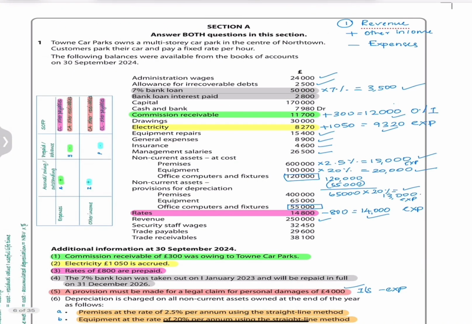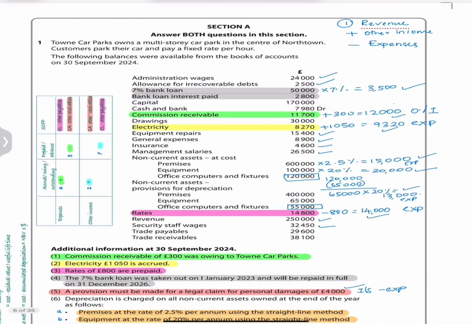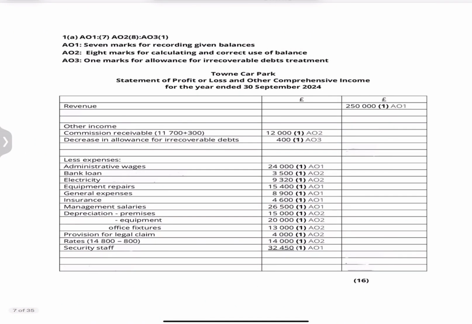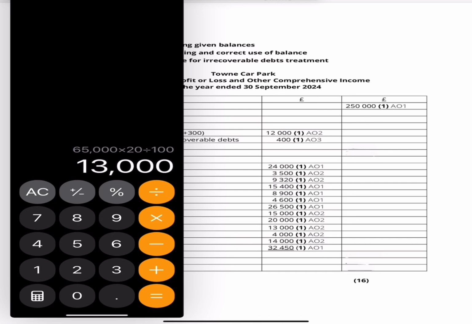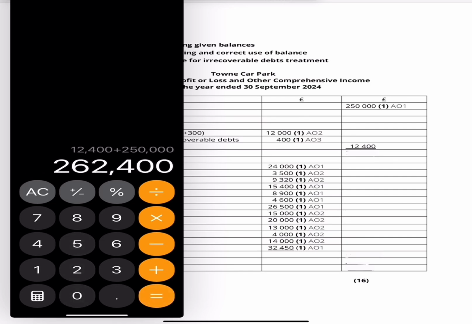Security staff, no additional information on that. 32,450. Enter it under expenses. These are the possible expenses. So let's find the total of all of these figures. First we add the other income, which is 12,000 plus 400, which should give 12,400. With this we add the revenue of 250,000, giving 262,400.